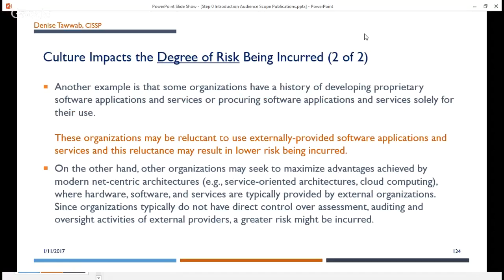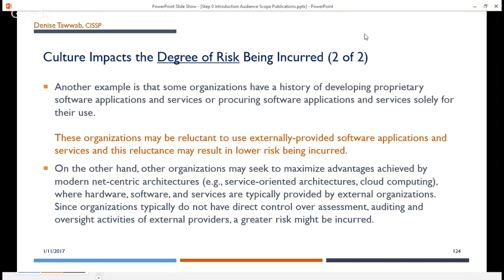Another example is that some organizations have a history of developing proprietary software applications and services, or procuring software applications and services solely for their use. Some companies run on proprietary systems. These organizations may be reluctant to use externally provided software applications and services, and this reluctance may result in lower risk being incurred.